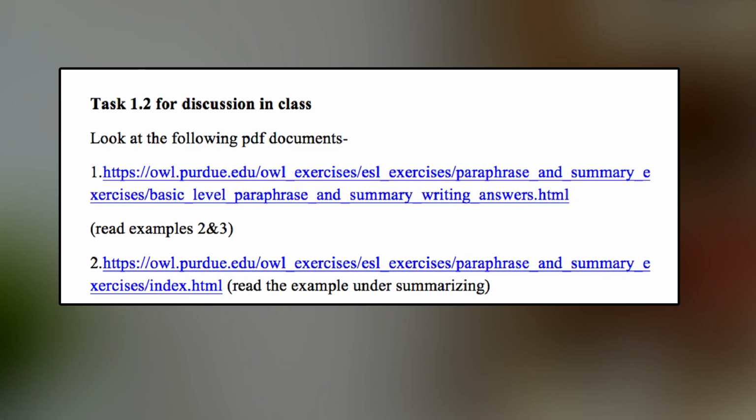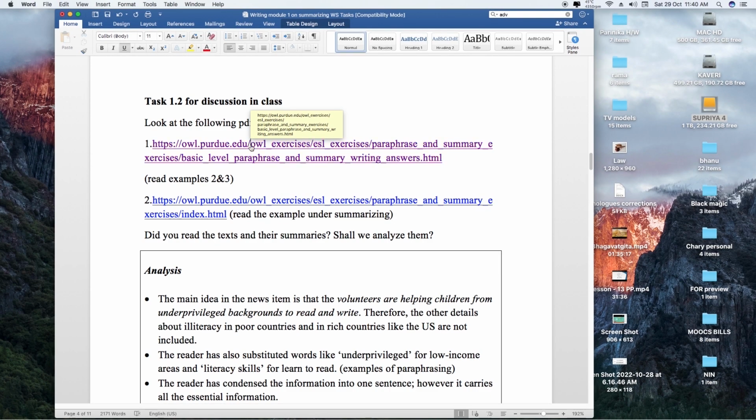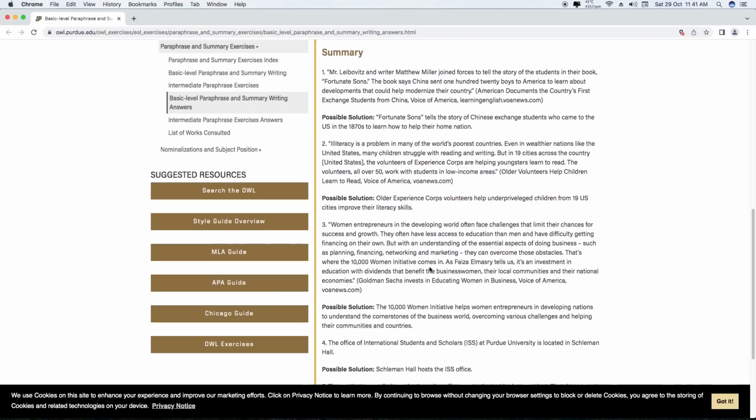Now let's move on to task 1.2 in your worksheet. There are 2 links given there to 2 PDF documents. Open the first document, go to the section called Summary and read text 2 on illiteracy and text 3 on women entrepreneurs. Read the summaries as well.